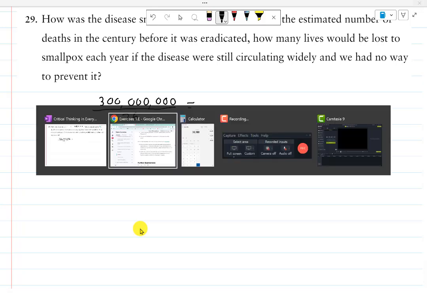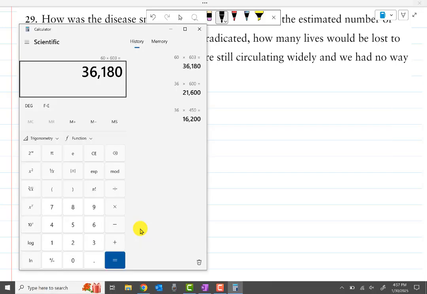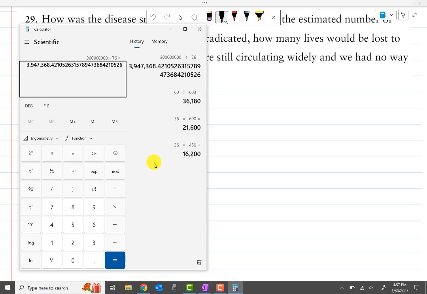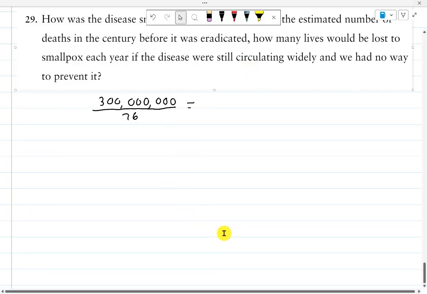Let me go back to my calculator. And I'm going to divide that by 76. So it looks like close to 4 million. It's a little bit under, yeah, close to 4 million. So a little under 4 million a year. So let's make this approximate.